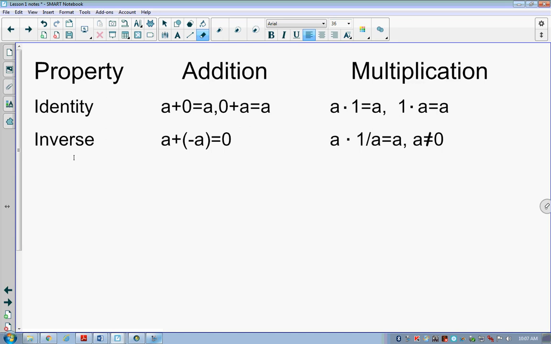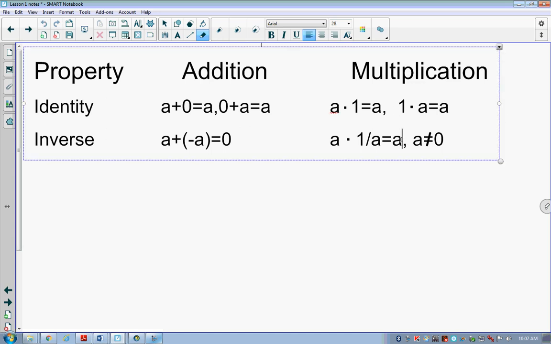Yeah, that is wrong. It should not be A. It should be 1. Because, let's say I've got 3 times 1/3. Okay? What happens with the 3's? They cancel out.